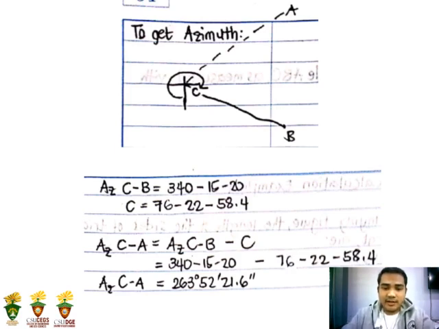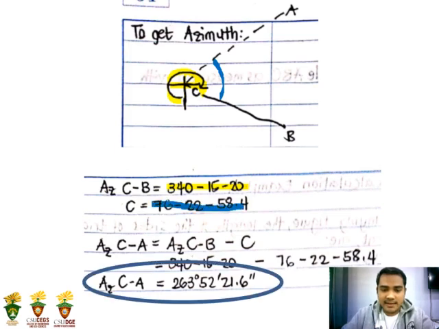So gihatag kaganina nga ang azimuth of the line CB is 340 degrees 15 minutes and 20 seconds. And nakuha tay kaganina nga value sa angle C, kaning 76 degrees 22 minutes and 58.4 seconds. So ang gipangita karon is ang azimuth ni C padulong kang A.